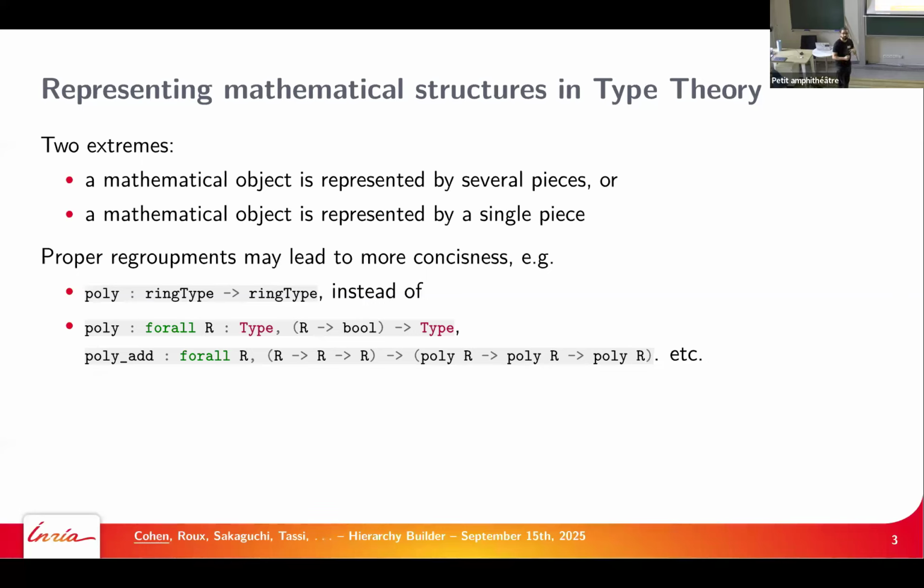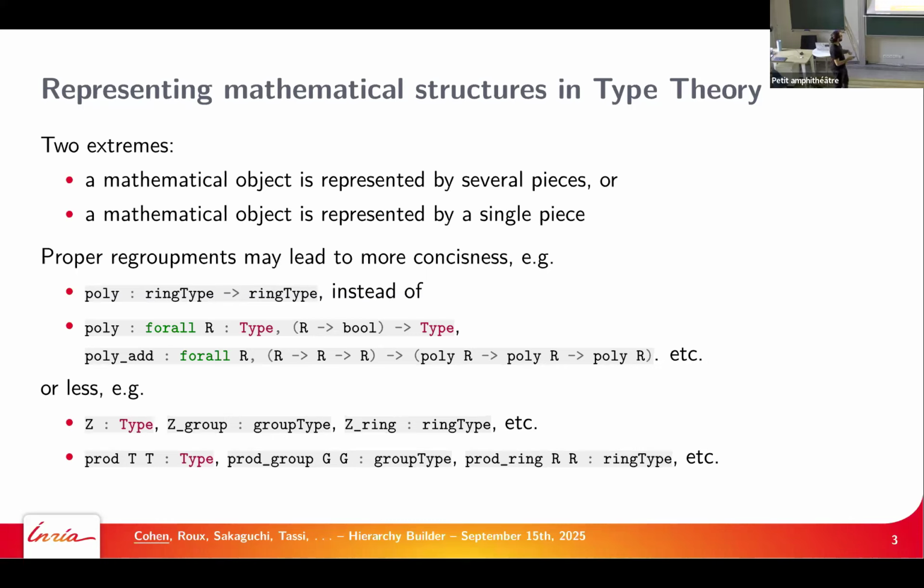Not regrouping has advantages and it also has problems. But regrouping also has problems. It leads to less conciseness in other respects. For example, if you see Z as a type, you can see it as a group and it's a different object. You can see it as a ring and it's again a different object. And the same for product. You have several products in every different category of structure you may consider.